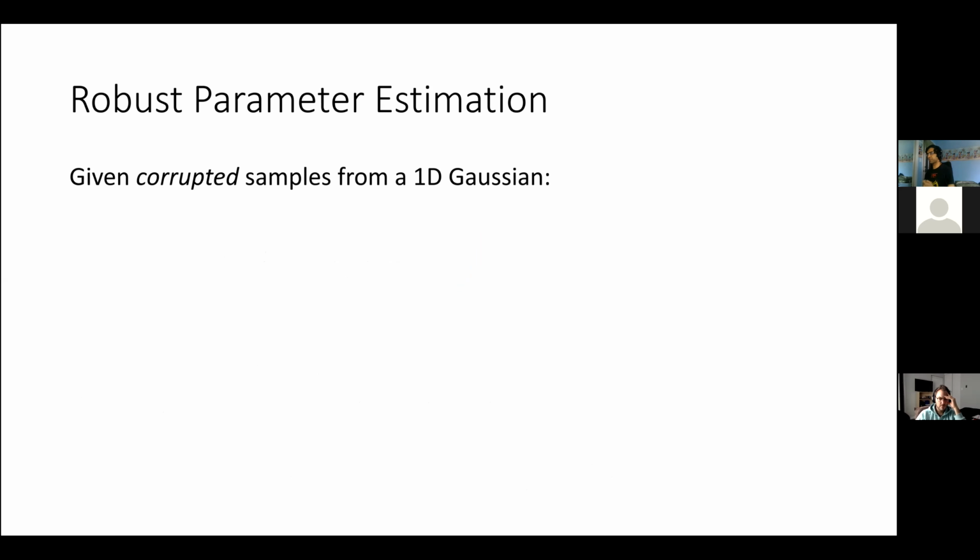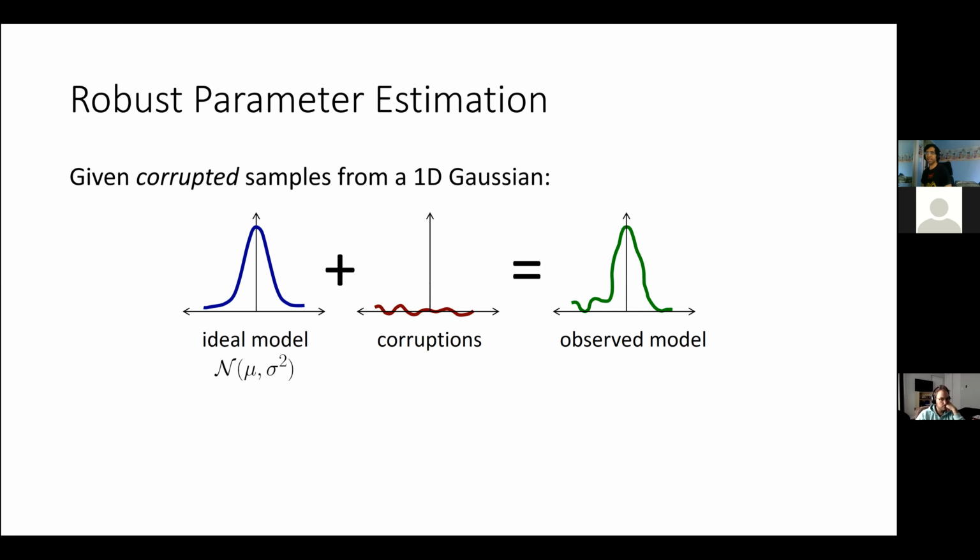Now let's define the model and try to see what I mean by the robust setting. Suppose we're given corrupted samples from a 1D Gaussian. So our setting is going to be something like the following. We imagine that there is some ideal model, which is truly, say, Gaussian. And then you have some corruptions. And then what you see is the observed model, which is a proxy for the ideal model. So the ideal model you never get to observe directly. You only observe it through some corruption model. And the question is, in this setting, can we accurately estimate its parameters?